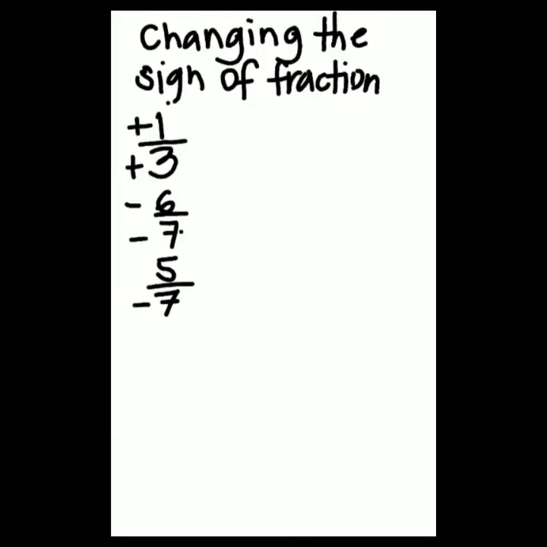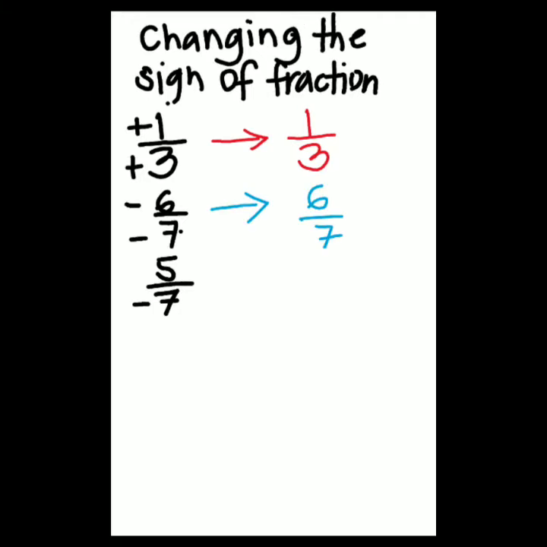In changing the signs of a fraction, positive like signs of numerator and denominator will be equal to a positive fraction. For example, positive 1 over positive 3 will be equal to positive 1 over 3. If a negative like sign is in the numerator and the denominator, this will be equal to the positive fraction. For instance, negative 6 over negative 7 will be equal to positive 6 over 7.